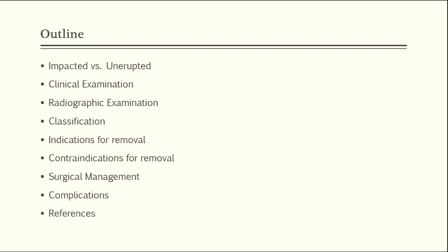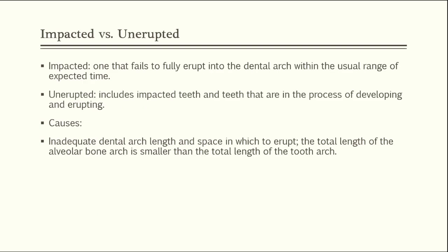An impacted tooth is a tooth that did not erupt even after its eruption time. So this tooth is supposed to erupt at 10 years of age. The tooth did not erupt. The patient's 13. So this tooth is impacted. Unerupted is the opposite. It's the general term. It includes all of the impacted and unerupted teeth.